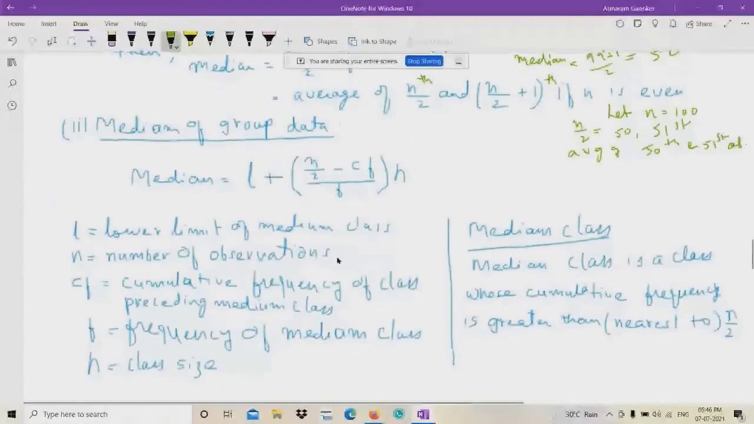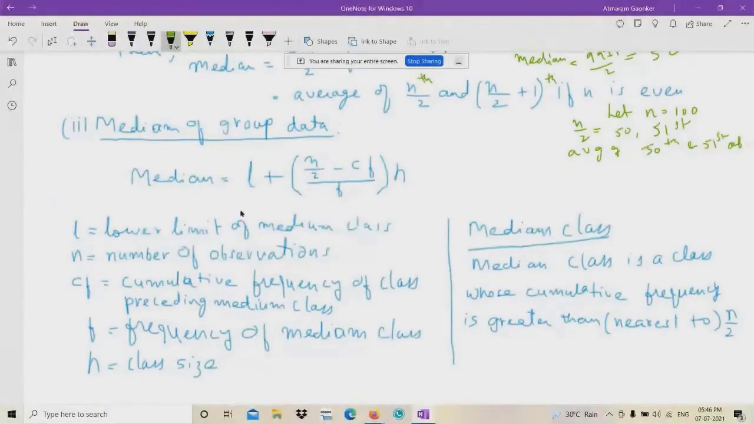Then median for grouped data is given by this formula: L plus n divided by 2 minus CF divided by F, multiplied by H. H you already know, F you already know, it is frequency. I will tell you the rest. L is the lower limit of the median class. I will tell you what the median class is. n is the number of observations.